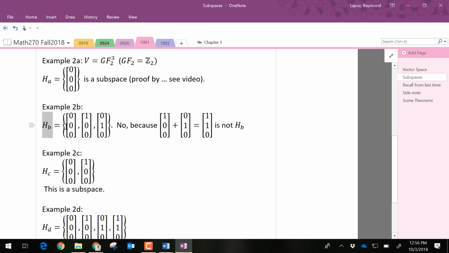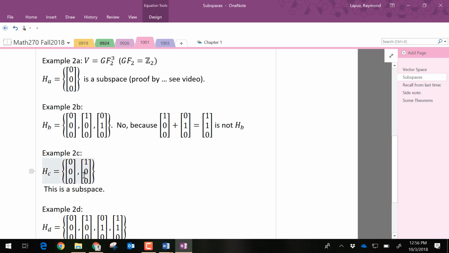In our second example for GF2, we came up with an example that's not a subspace. It's not a subspace because if it's a subspace, we're supposed to be able to add a couple of elements and get another result that's in that subspace, but it wasn't for these 2 elements that we added. So it's not a subspace.